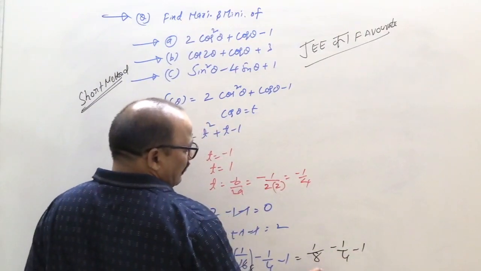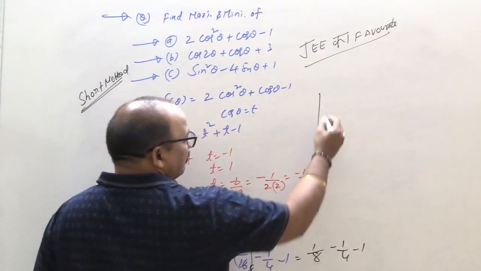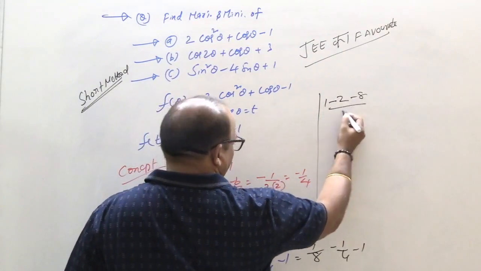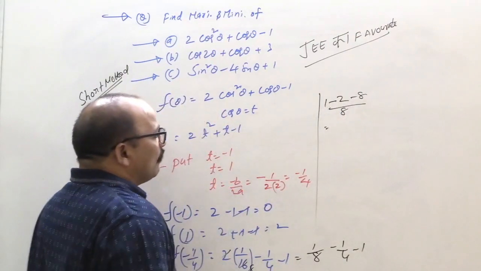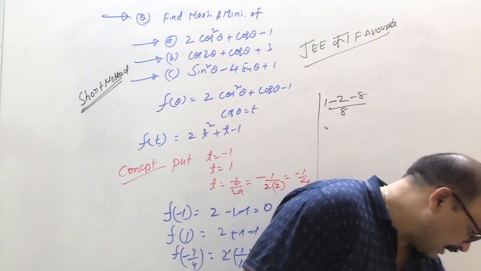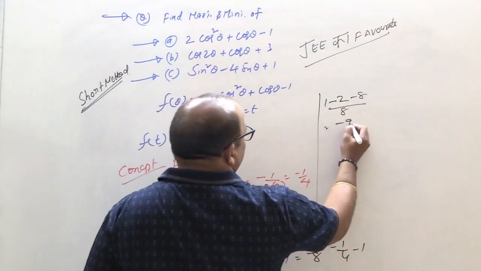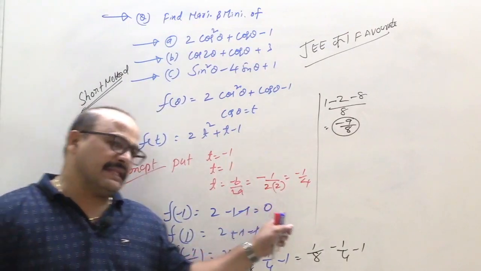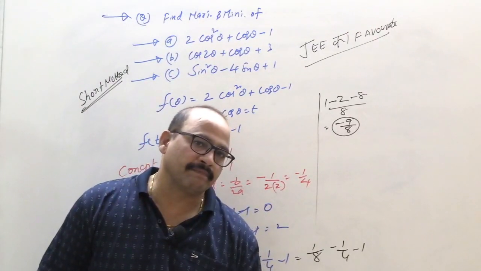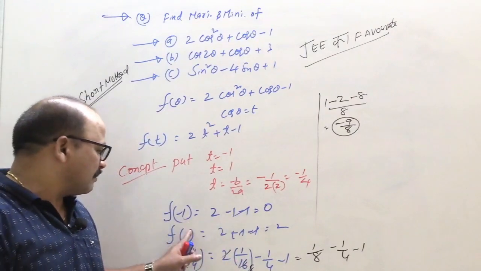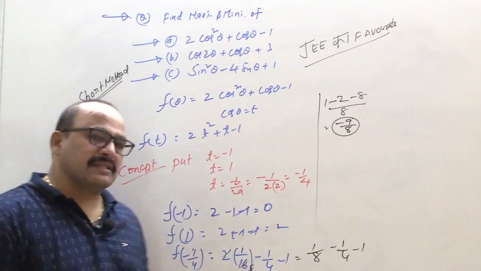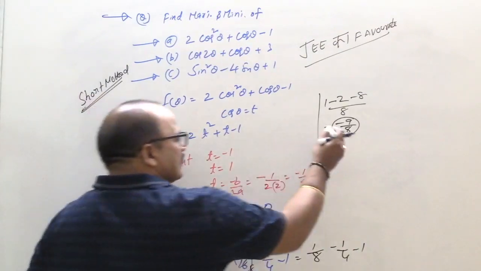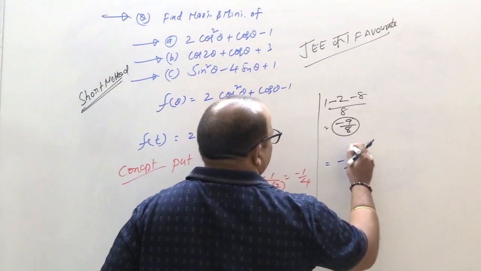8 is the LCM. 1 minus 2 minus 8 by 8. What is the answer? 1 minus 2 minus 8, yes, minus 9 by 8. Among these three output values, for minus 1, plus 1, minus 1 by 4, what is the least value? This is the least value. Our answer is minus 9 by 8.